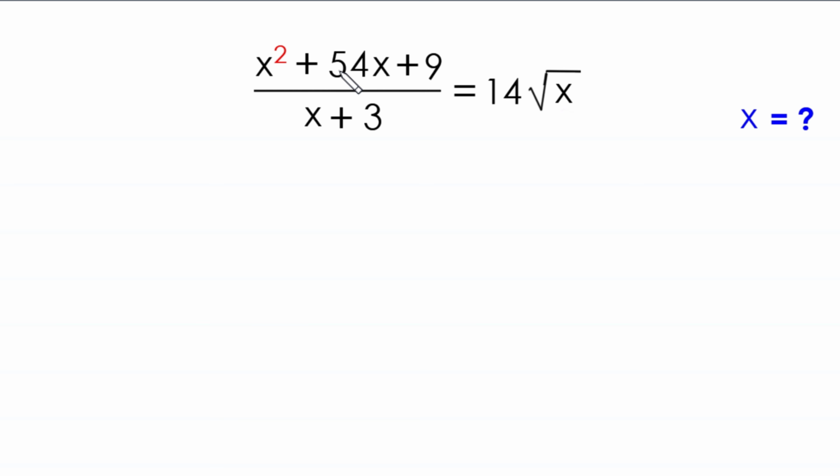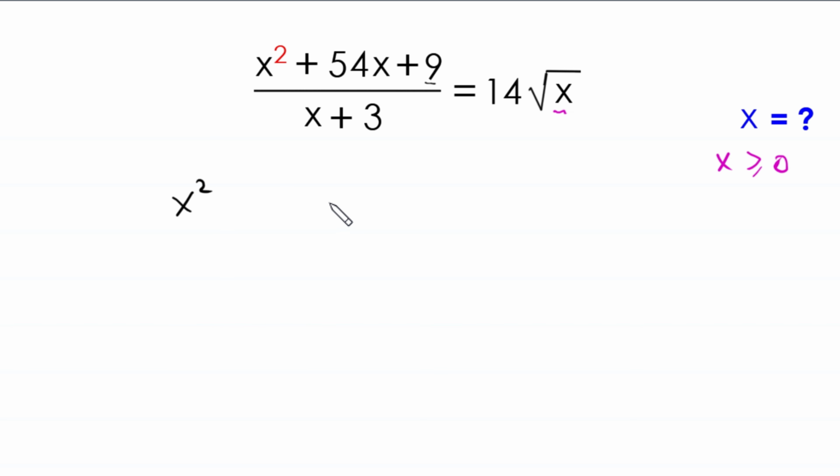(x squared plus 54x plus 9) divided by (x plus 3) equal to 14 times root x. Our job is to find all possible values of x. So let's start. Since x is under square root, for our real solutions, x must be greater than or equal to 0. Now we can rewrite this expression as x squared.